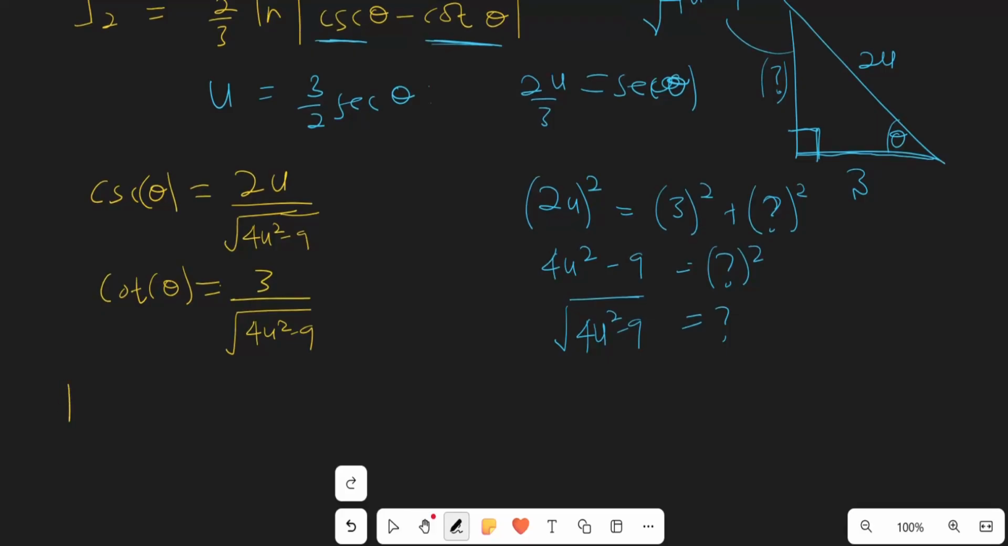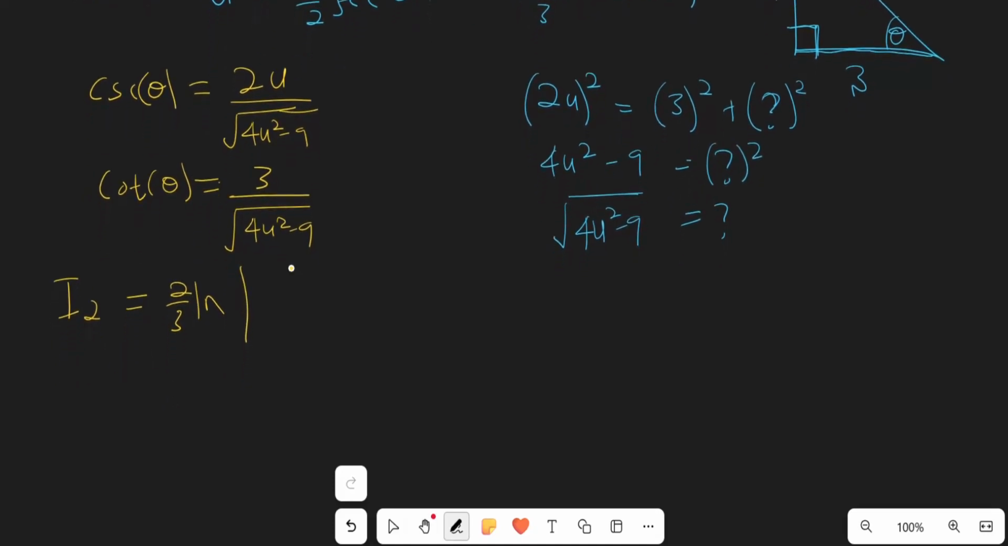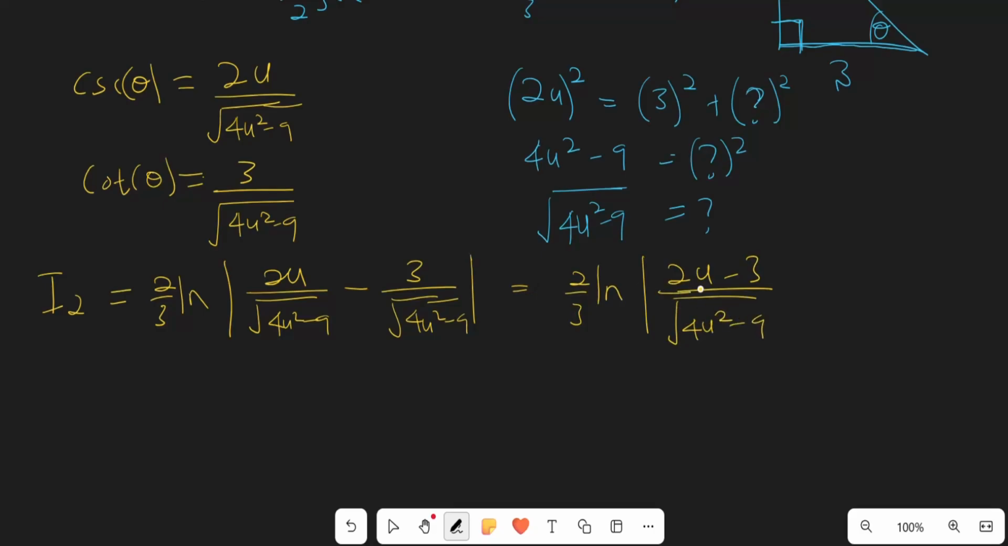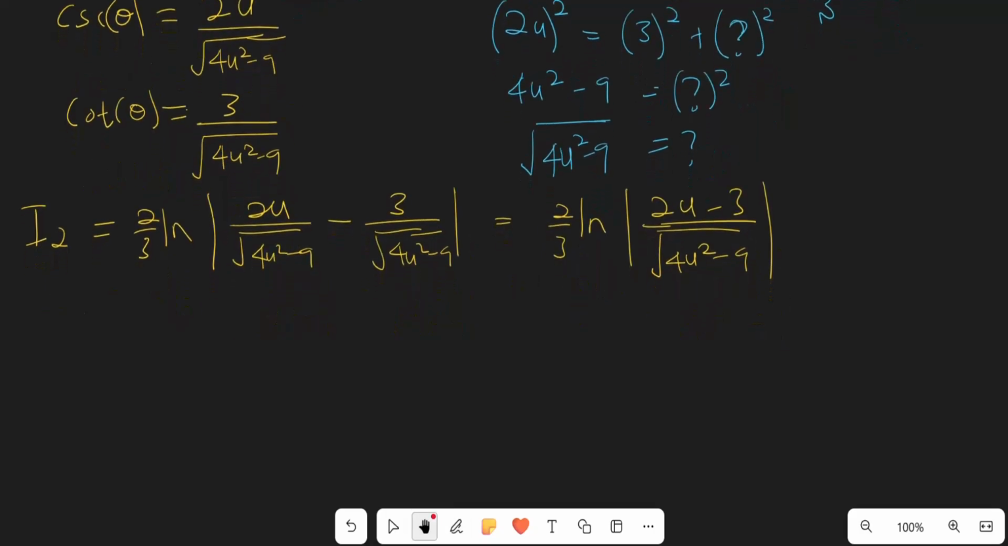So our I2 in terms of u is 2 over 3 natural logarithm of the absolute value of cosecant theta, which is 2u over the square root of 4u squared minus 9, minus cotangent theta. Cotangent theta is 3 all over the square root of 4u squared minus 9. This can be further simplified as 2 over 3 natural logarithm of 2u minus 3 all over the square root of 4u squared minus 9. Now we have our integral I2 in terms of u.